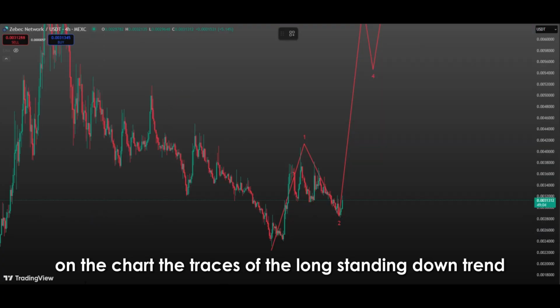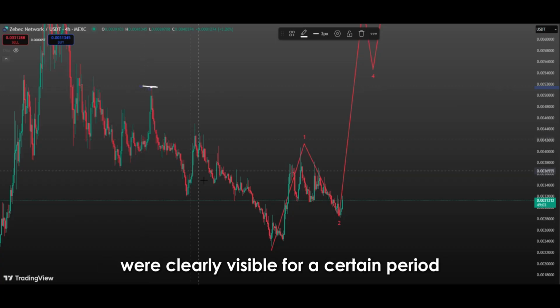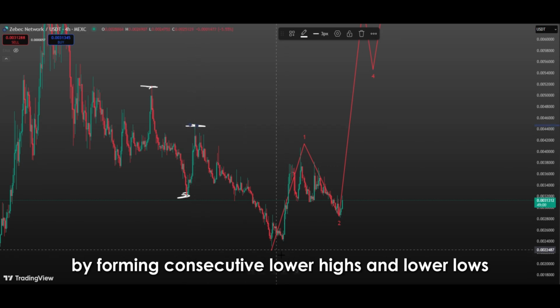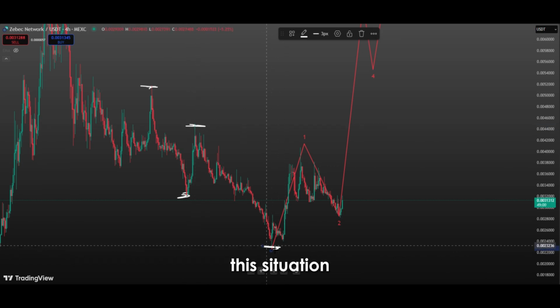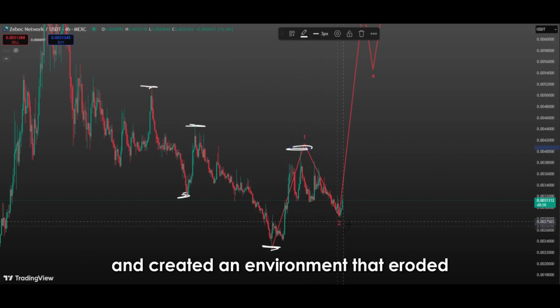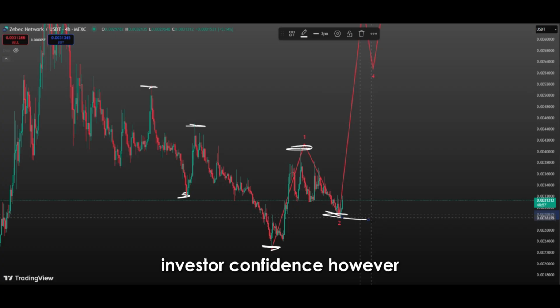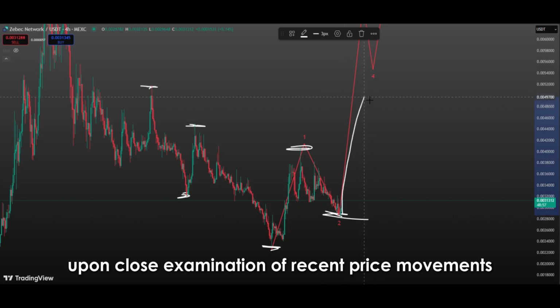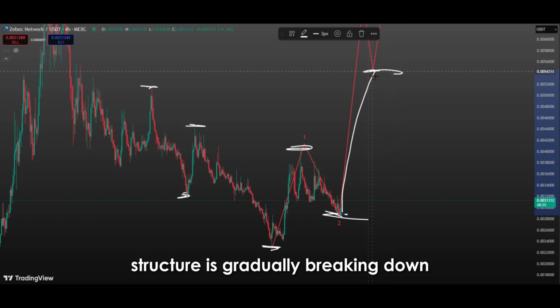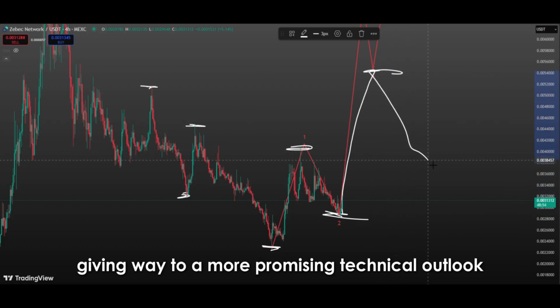Stay tuned. On the chart, the traces of the long-standing downtrend that had been weighing on investors' morale were clearly visible. For a certain period, the price exhibited a classic bear market structure by forming consecutive lower highs and lower lows. This situation led to a prevailing sense of pessimism in the market and created an environment that eroded investor confidence. However, upon close examination of recent price movements, it becomes evident that this negative structure is gradually breaking down, giving way to a more promising technical outlook.